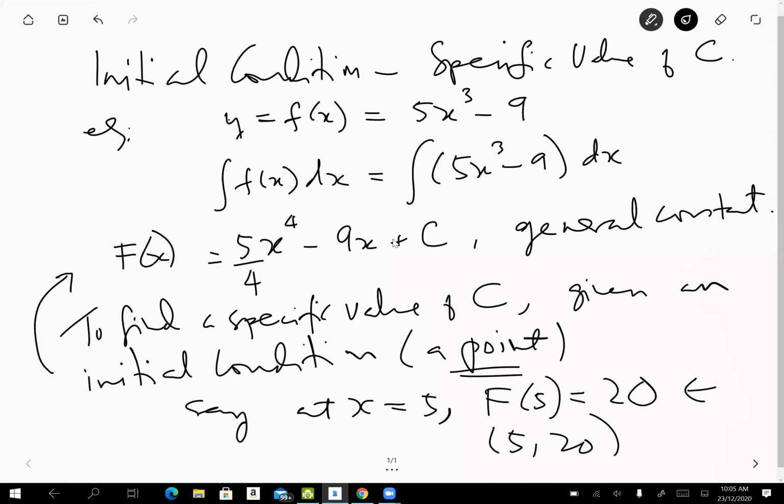All right. So now what you do, you can find a specific value of c by substitution. You substitute the value 5, which is x, into the integral, and the value of the integral is 20. So you can find c. Okay, so what do you get? Can you do that? Put into the integral. Do not put into the original function because the original function doesn't have a constant.